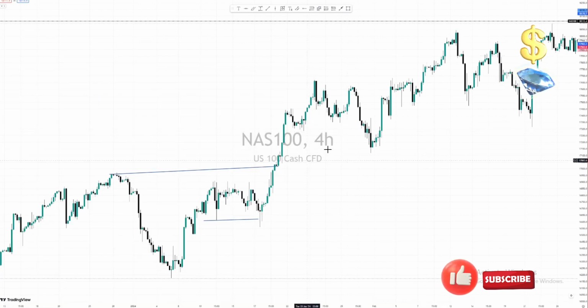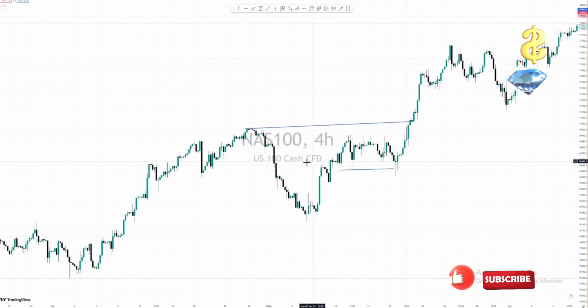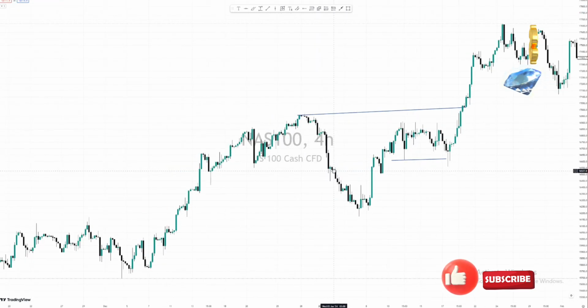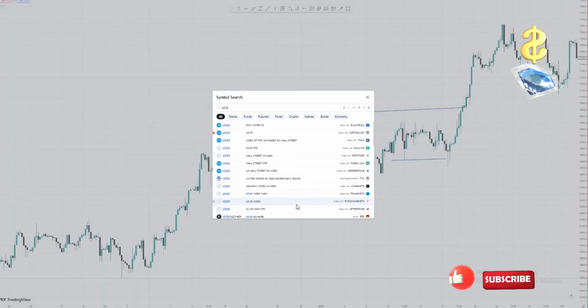So that is it, guys. I hope this was insightful. So just try this on the chart and you will be glad you did. It's a very great concept. It's a very great strategy for trading indices.